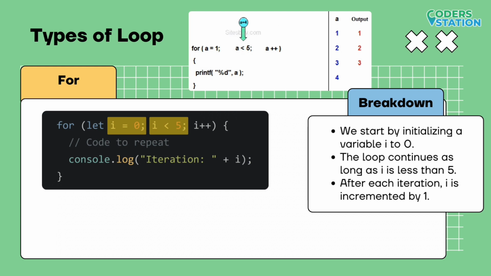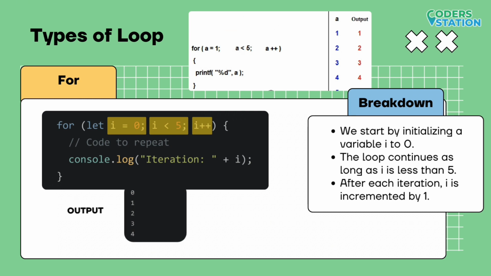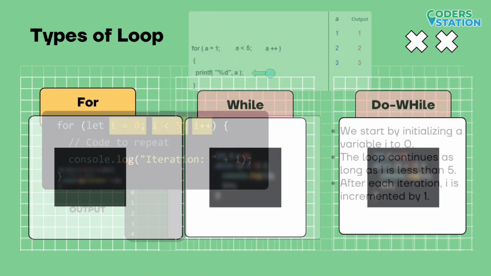And then we increment the variable. So after each iteration, i is incremented by 1. So it prints iteration 0 through iteration 4, that is, less than 5. It will stop the loop when the iteration becomes 5. Exactly, this is commonly used when you know the number of times you want to repeat a task.